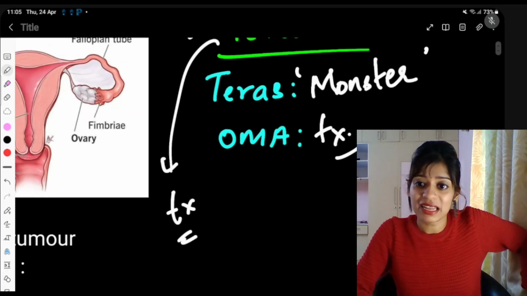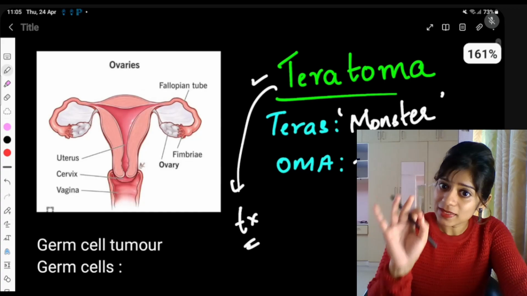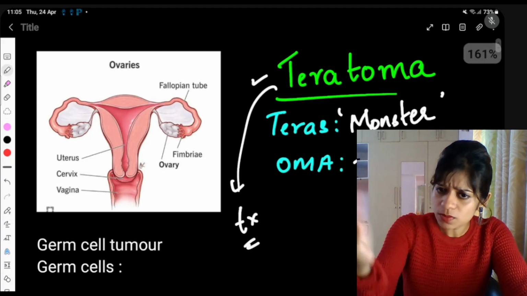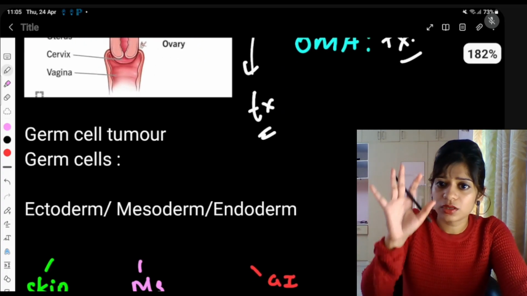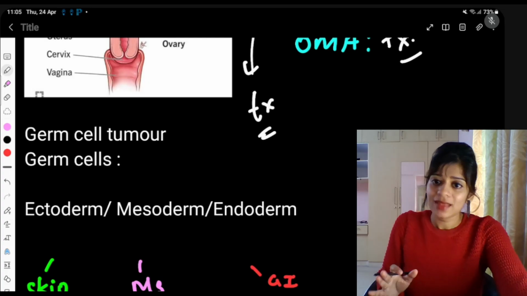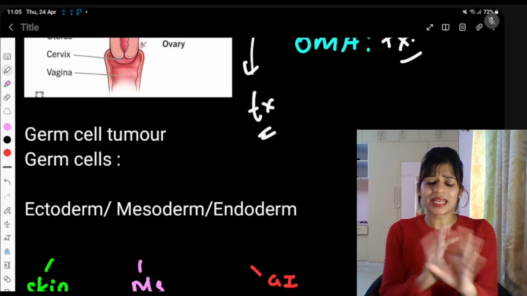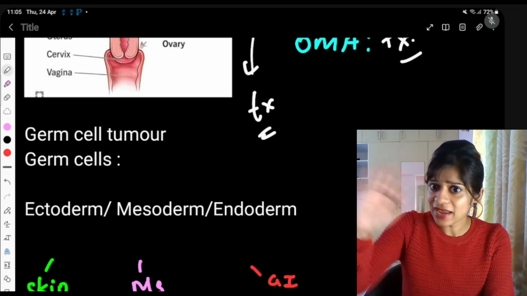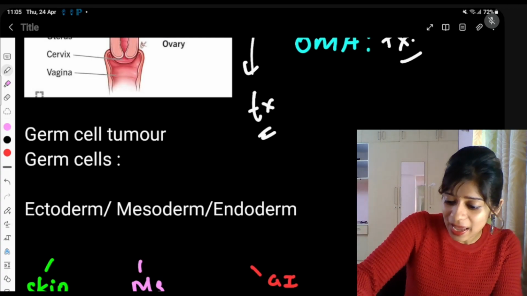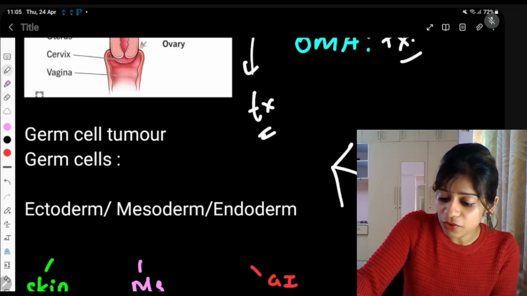Now, let's come back to the definition. Teratoma is a germ cell tumor. It is a tumor of the germ cells. Before I tell you what germ cells are, you must know that all cells of our body, every organ of our body, is made from 3 layers. The embryo's organs, we are made from 3 layers.